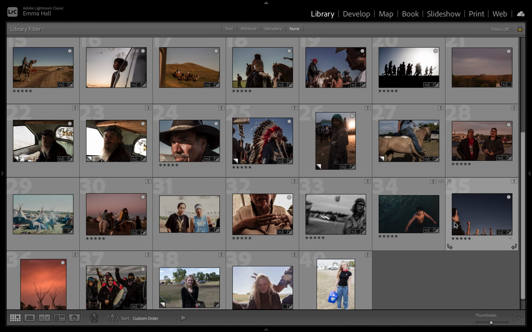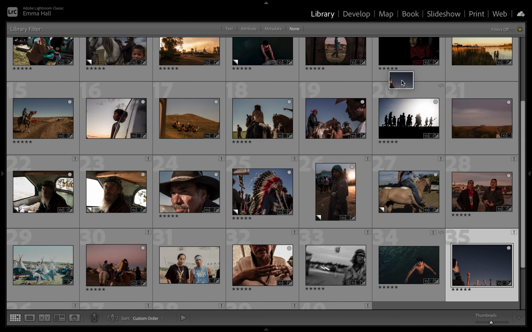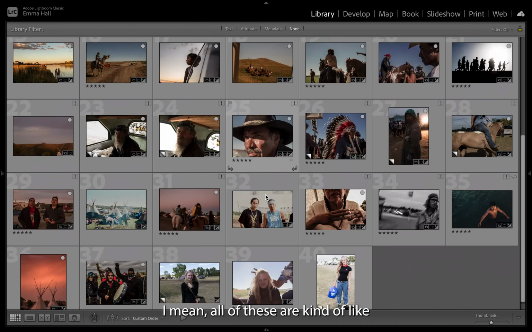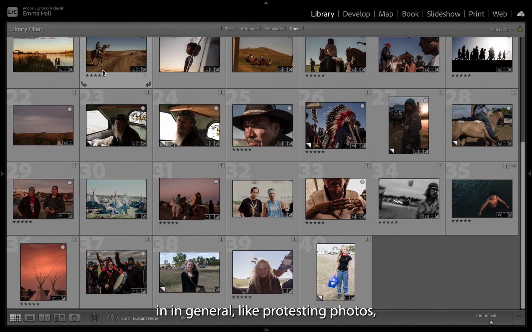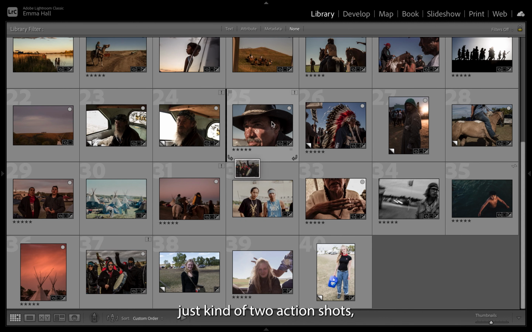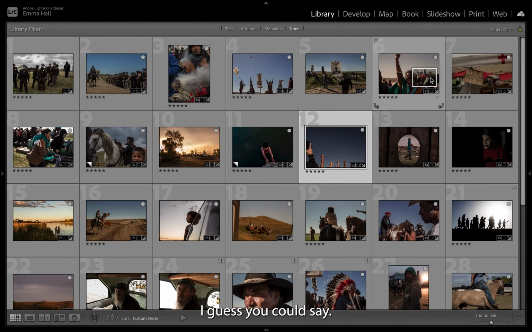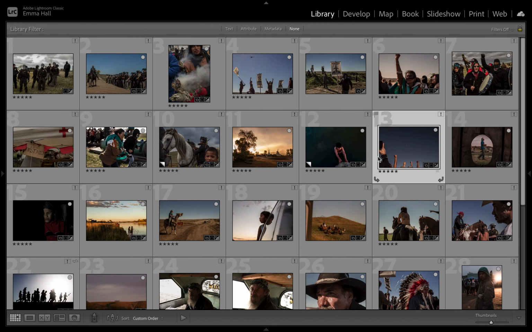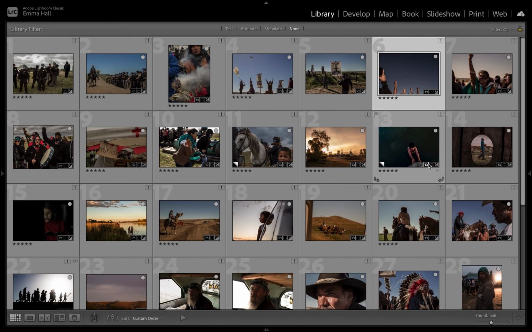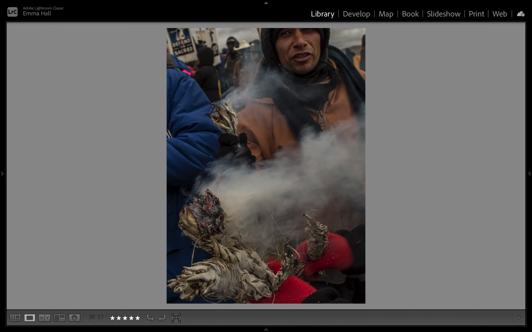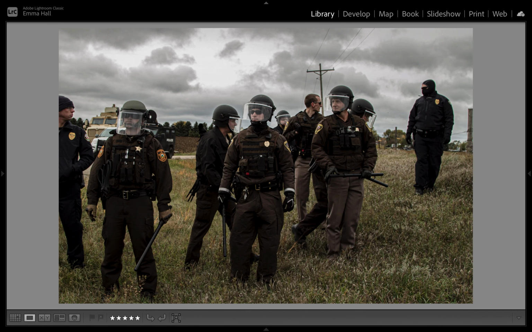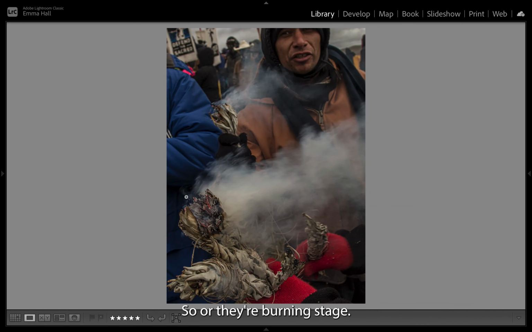Oh, and this one. I mean, all of these are kind of like, in general, protesting photos, but I'm talking about just the action shots, I guess you could say. Okay, so for those, we have this one, which was taken at a protest the same time as this photo was taken. So, where they're burning sage.